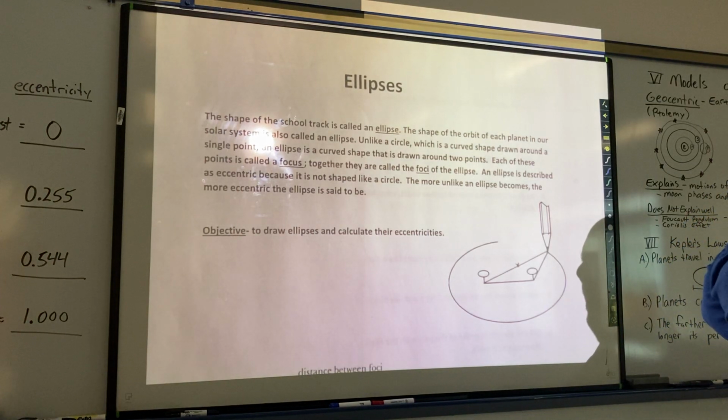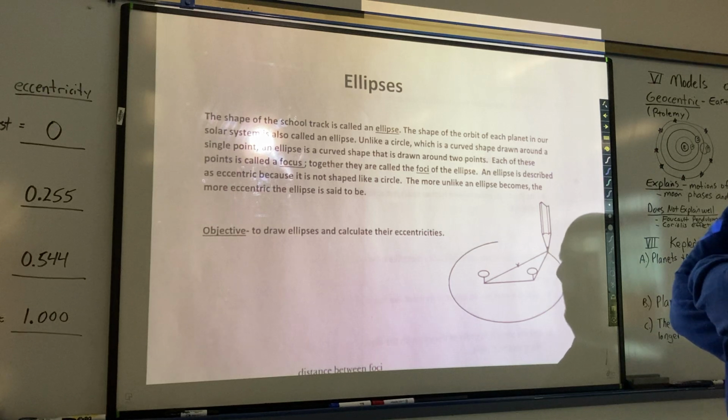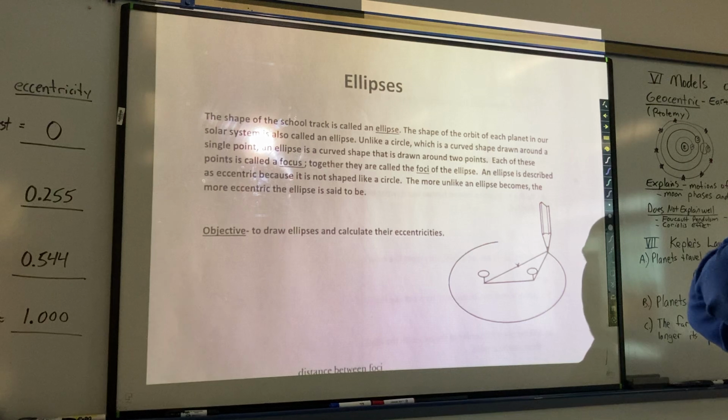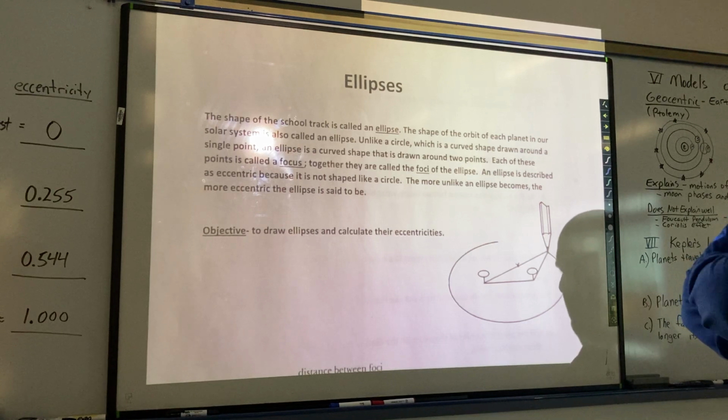Each of these points is called a focus. Together they are called the foci of the ellipse. An ellipse is described as eccentric because it is not shaped like a circle. The more unlike a circle an ellipse becomes, the more eccentric the ellipse is said to be.